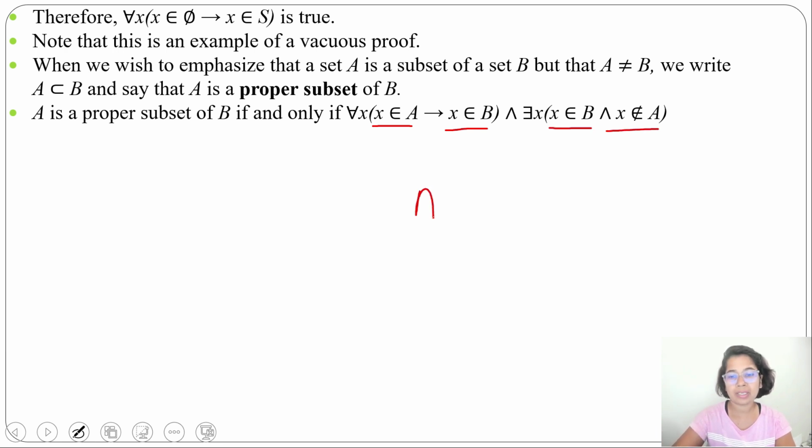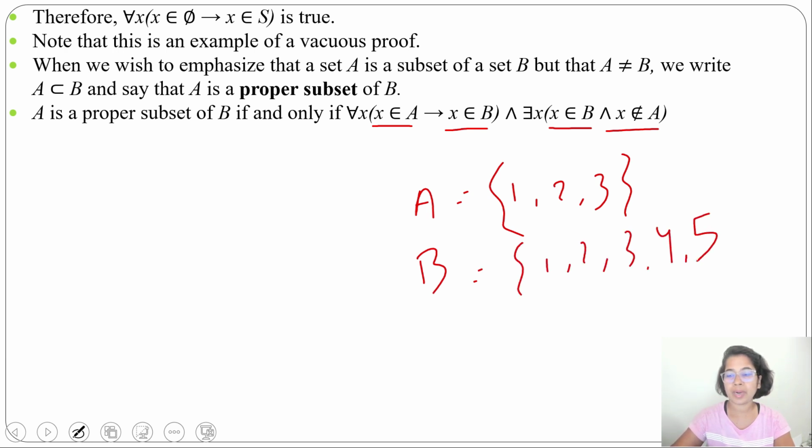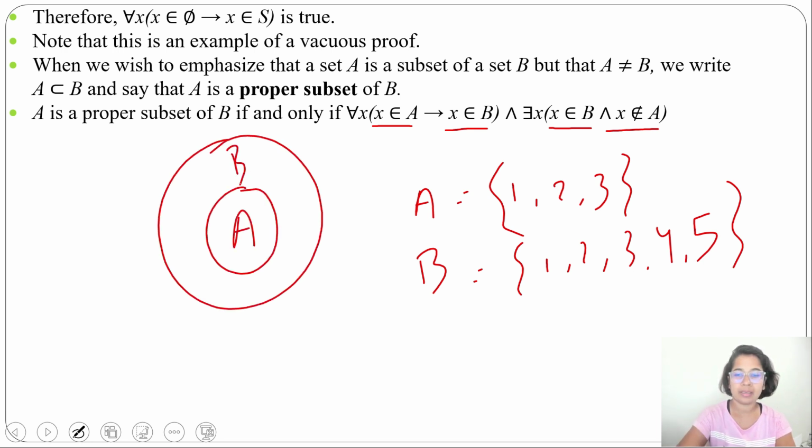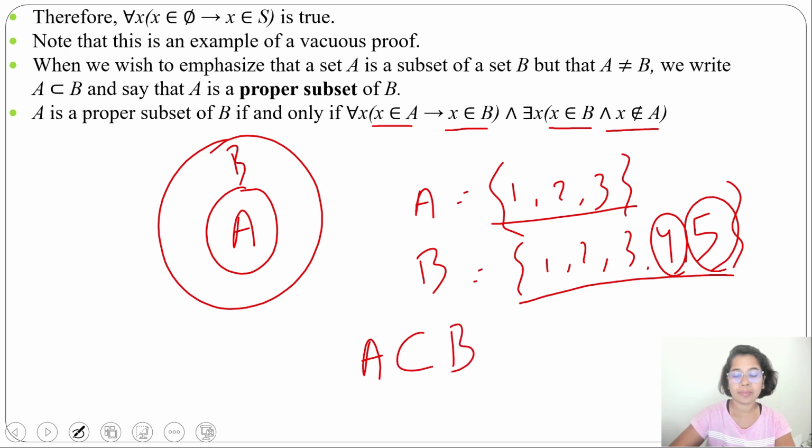Let's take an example. A contains 1, 2, 3, a simple example, and B contains 1, 2, 3, 4, 5. So you can say A is a subset of B. Right? A contains 1, 2, 3, B contains 1, 2, 3, 4, 5. But in B there are some elements like 4 and 5 which are not in A. So you can say A is a proper subset of B. A is not equal to B. All elements of A are present in B, but all elements of B are not present in A.